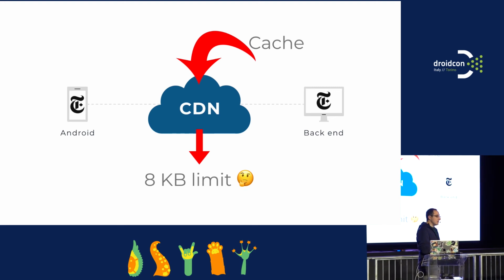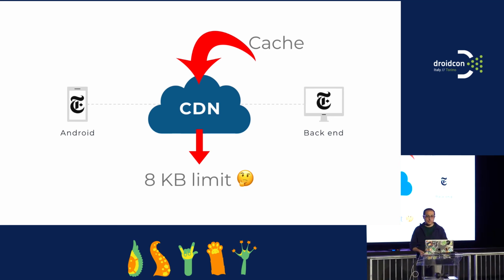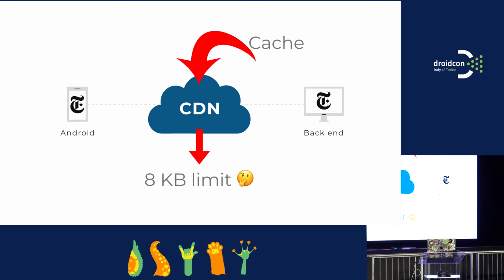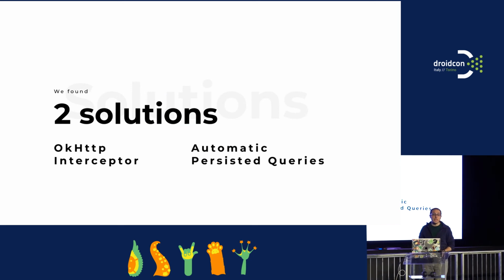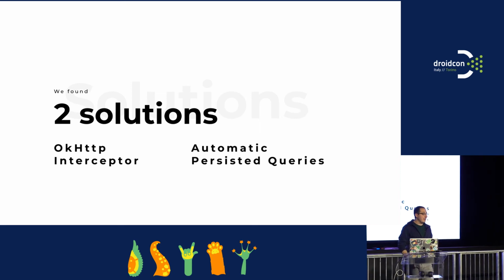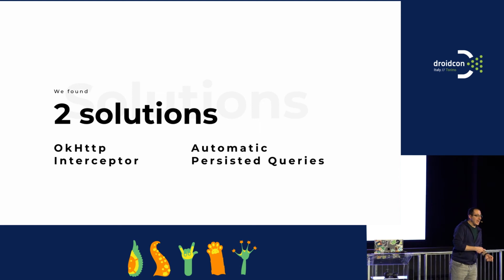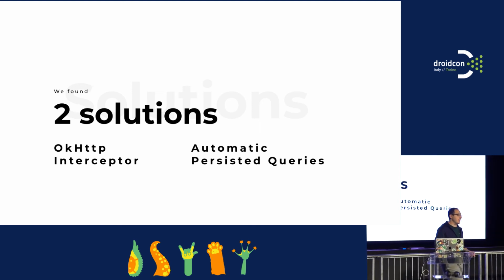So the only way we could assert that our request was actually under the 8 kilobyte limit was mocking the response and trying to calculate how big each query was. We tried to use an OkHttp interceptor, which somehow did the trick, but it's not reliable. Luckily, in one of the recent updates of Apollo, they introduced support for automatic persistent queries.